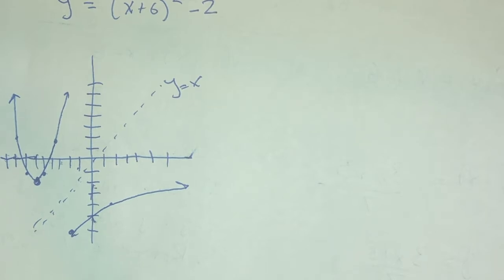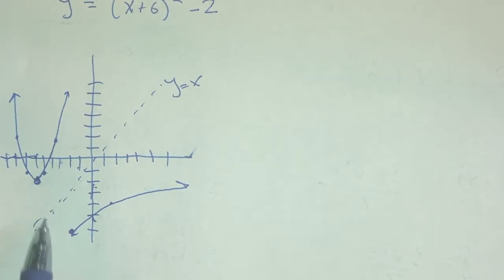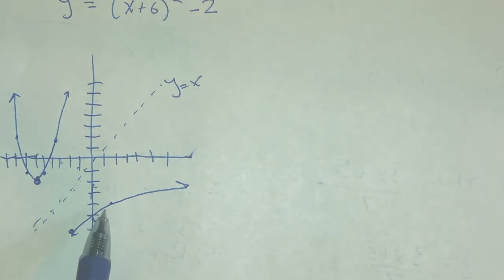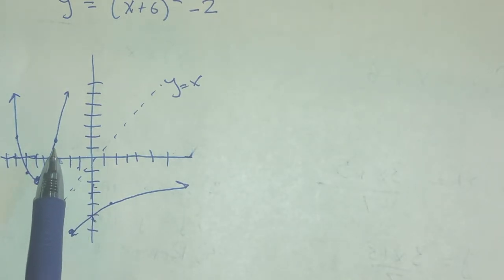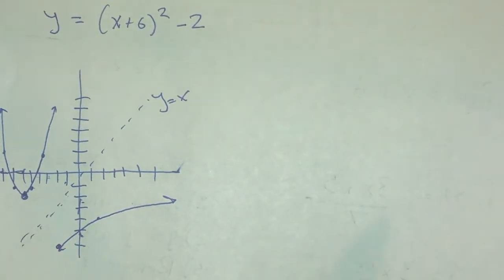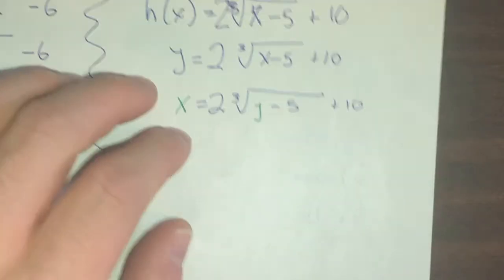But notice -6, -2. -2, -6. See, the x and the y's are flopped. Okay? Here we have 2, -4. Here we have -4, 2. Okay, so see that flipping of the y's and the x's. That's actually a way to really easily generate a graph. Okay, let's go over here.